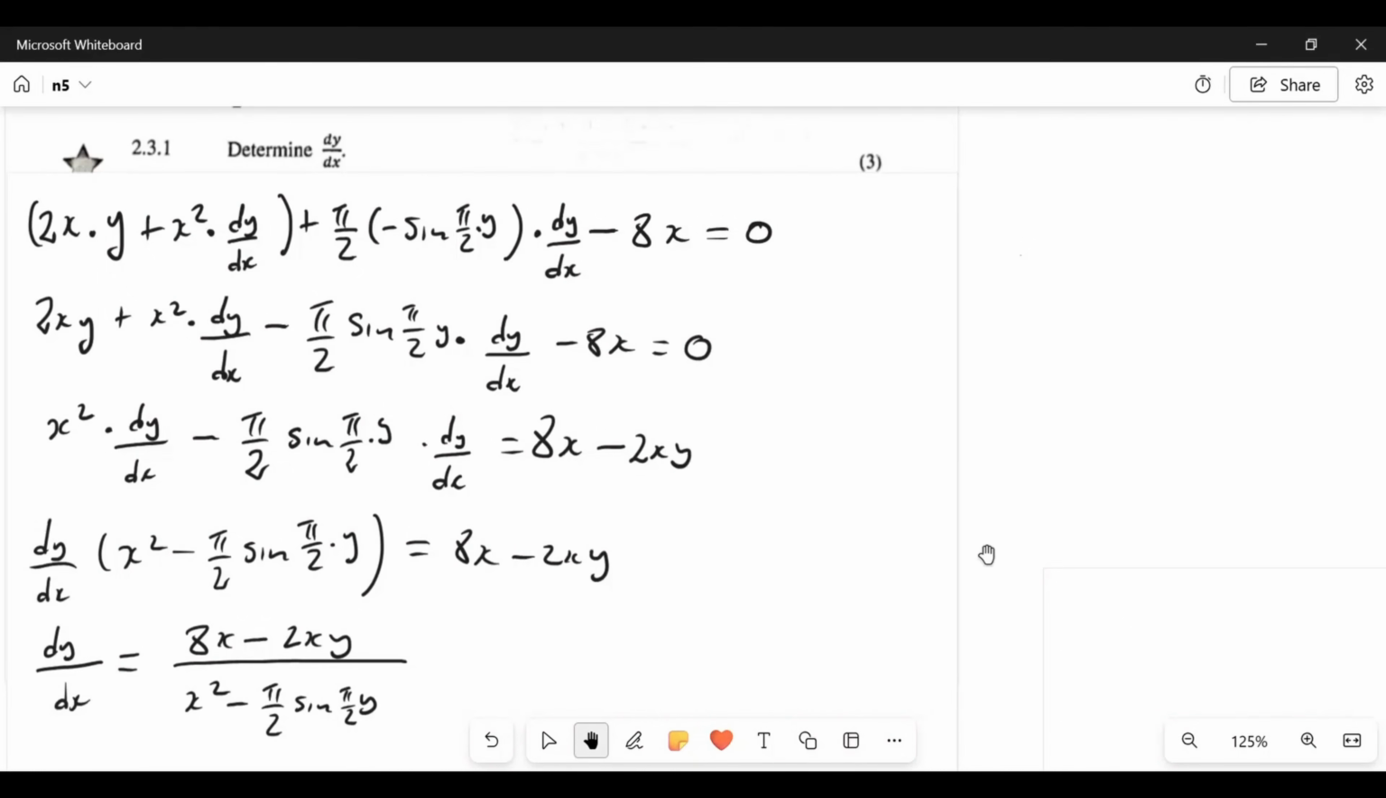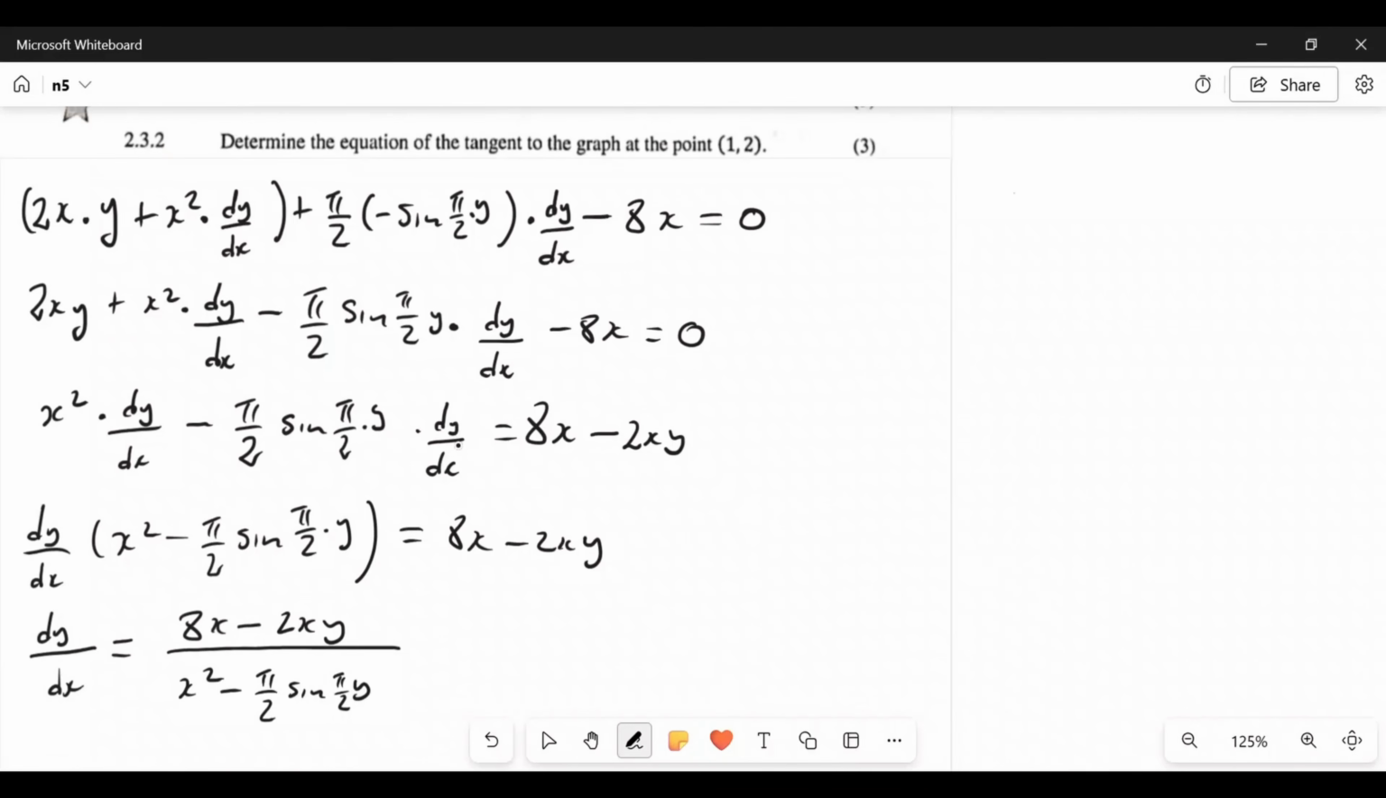We're done with 2.3.1. Let's do the last question, which is 2.3.2. As you can see, I didn't erase the first workout of 2.3.1 because this question, 2.3.2, needs us to use the equations or the expression that we just got.